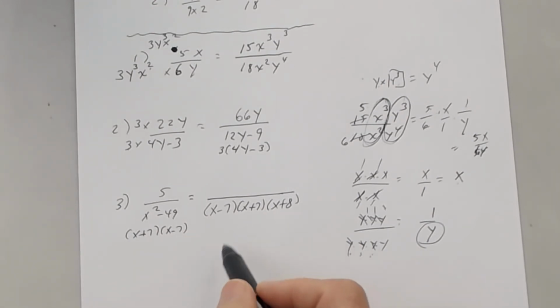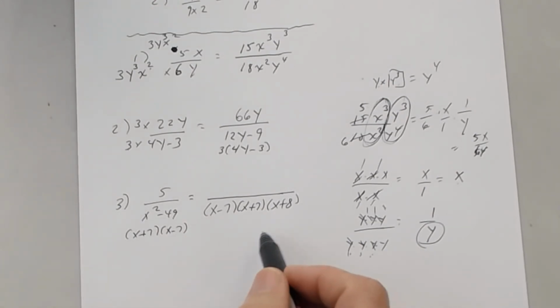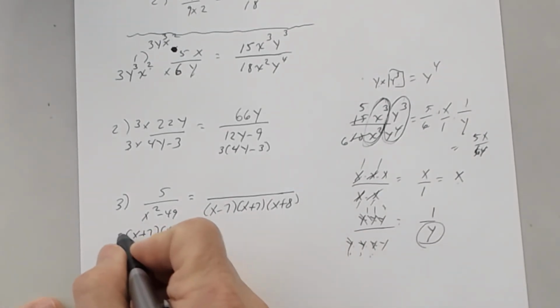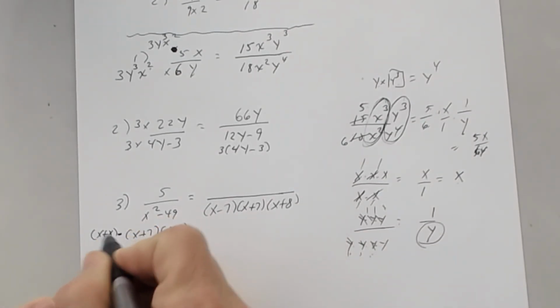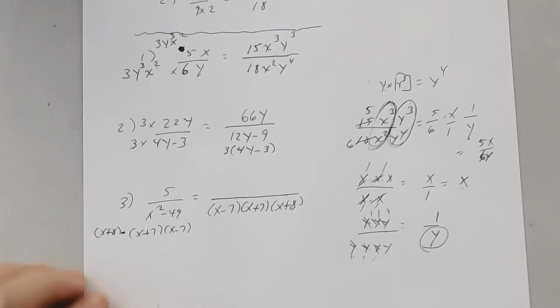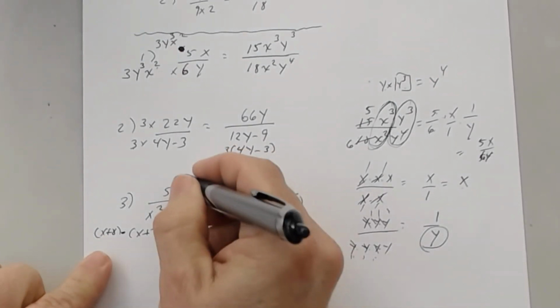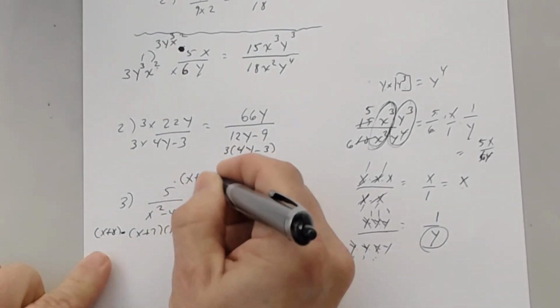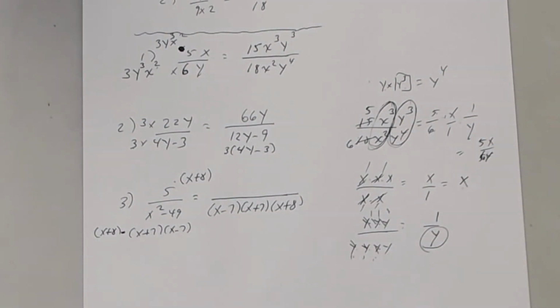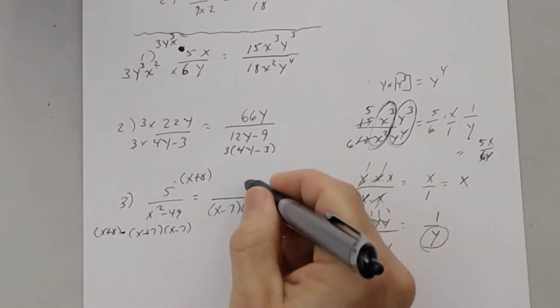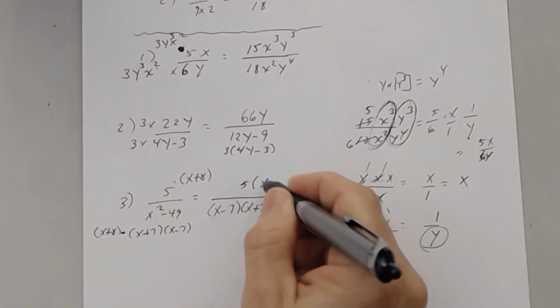All right, now look at what you have and look what you want. So what factor am I missing? X plus 8. X plus 8. All right, so I'm going to say times x plus 8 in parentheses, just like this, but what I do to the denominator, I have to do to the numerator. So times x plus 8 in parentheses. So what's the numerator? 5. 5 times x plus 8.